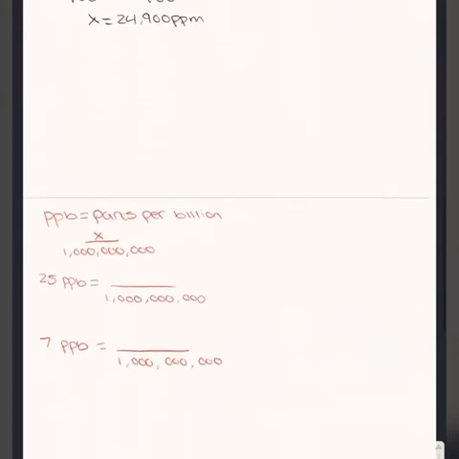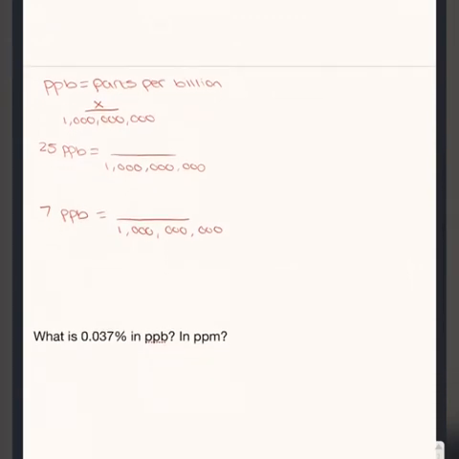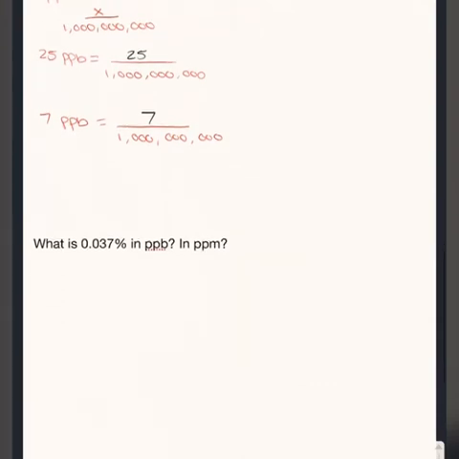Alright, now moving on to parts per billion. Just like the name tells us, this is just X amount of parts over 1 billion. So that means that 25 ppb would be equal to 25 over 1 billion. And 7 ppb would be equal to 7 over 1 billion. And now that we know this, we can go ahead and solve this example problem.